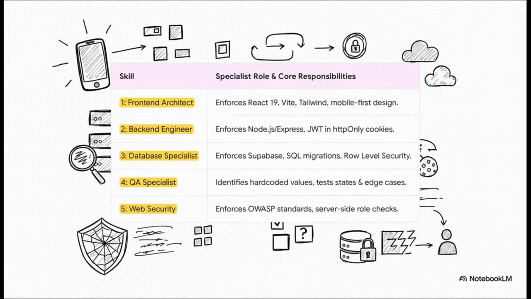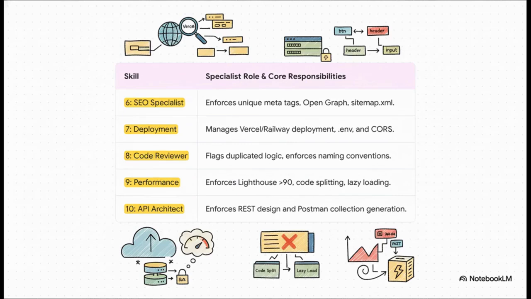Skill 5, the web security specialist. This enforces OWASP standards to prevent attacks like SQL injection and requires that all permission checks are performed on the server. Moving on, Skill 6 is the SEO specialist. It ensures every page has unique meta tags, open graph tags for social media, and includes a sitemap.xml.